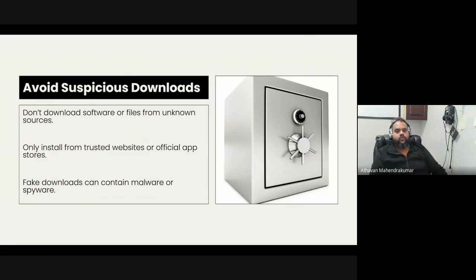Avoid suspicious downloads. Don't download software or files from unknown sources. To be honest, unless your team lead tells you or you know that you're supposed to go and get it online, you should not be getting it online. All your software should be downloaded and put into the company repository so you can access and install it very easily. There are only certain cases where you'll actually download it yourself. Only install from a trusted website or official app store. Fake downloads can contain malware or spyware.